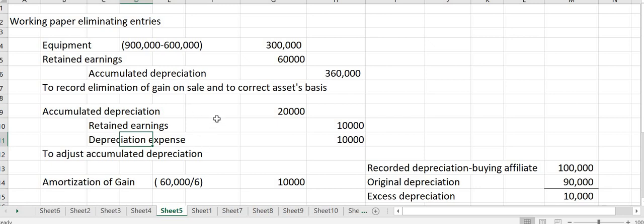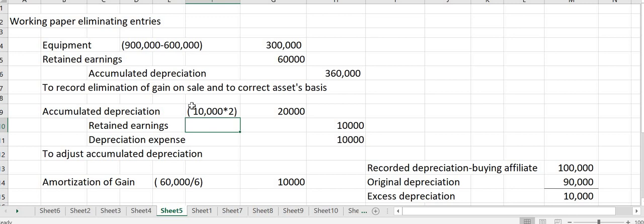And of course, the entry natin to adjust depreciation, okay, or to adjust accumulated depreciation also. So, since we are on a second year after the sale, yung accumulated depreciation natin should be ma-accumulate na yung 2-year na amortization na excess. So, yung accumulated depreciation natin should be 10,000 times 2. So that's why, di ba, we have amortization of gain or excess depreciation every year of 10,000.